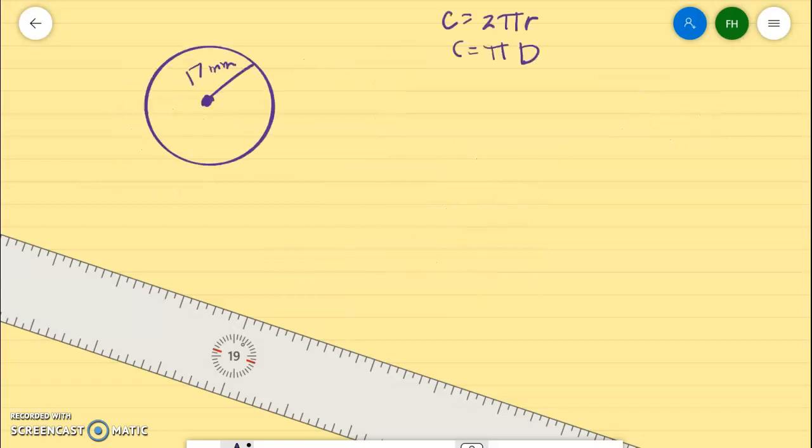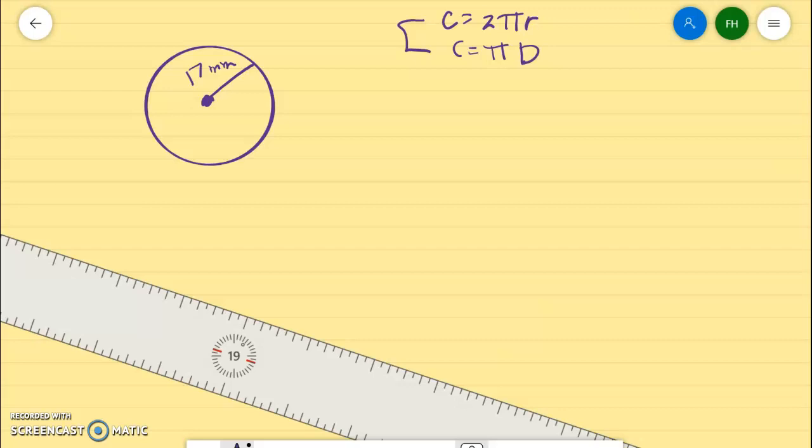Okay, on these they're asking us to find the circumference and round to the nearest tenth. So we have two formulas. It's either 2 pi r, 2 r's times pi, or pi times diameter. We're not squaring anything because we're talking about the measurement around the circle. That's what we're trying to find.